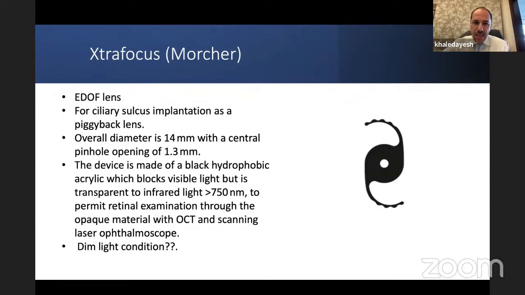It's an EDOF lens, and it's intended for ciliary sulcus implantation as a piggyback lens. It's not a lens to be inserted as the only lens. It's a piggyback lens. It has an overall diameter of 14 millimeter with a central pinhole effect of 1.3 millimeter. It's made of black hydrophobic acrylic, which blocks visible light, but it's transparent to infrared light to permit retinal examination through the opaque material. So if we have a lens inside the patient, we can still see the fundus by the OCT, and this does not interfere with the examination of the posterior segments.